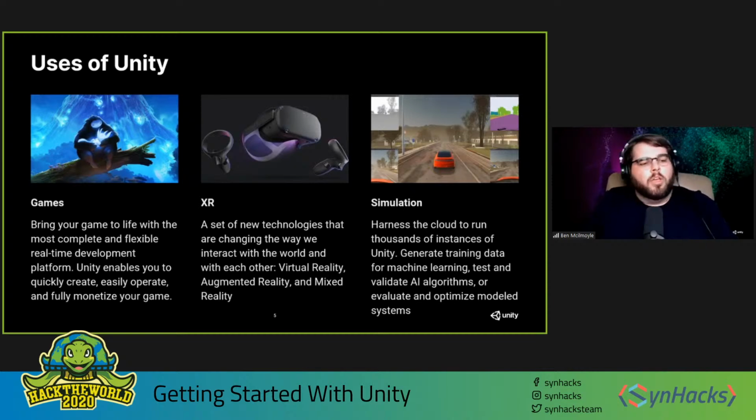We also have some things like simulation, where you can actually run thousands of instances of Unity. So imagine you're making your project and you can run one version on your local machine, or you can have as many as you need running in the cloud. And this comes in really handy if you're doing things like AI, machine learning, algorithms, anything that takes a deep dive where you need a lot of computing power. We also have that these days.